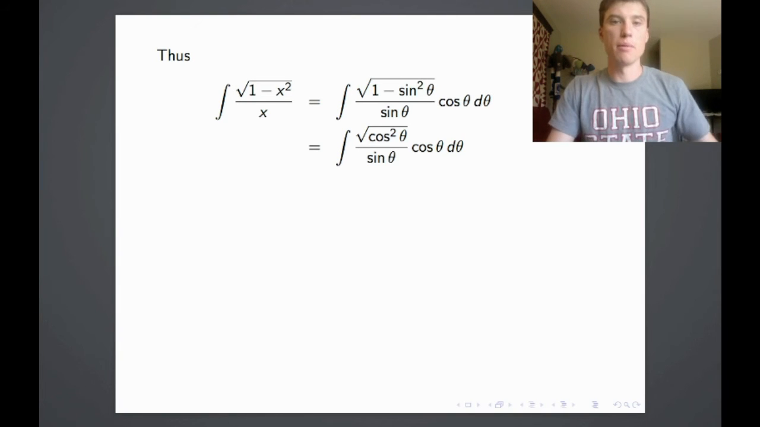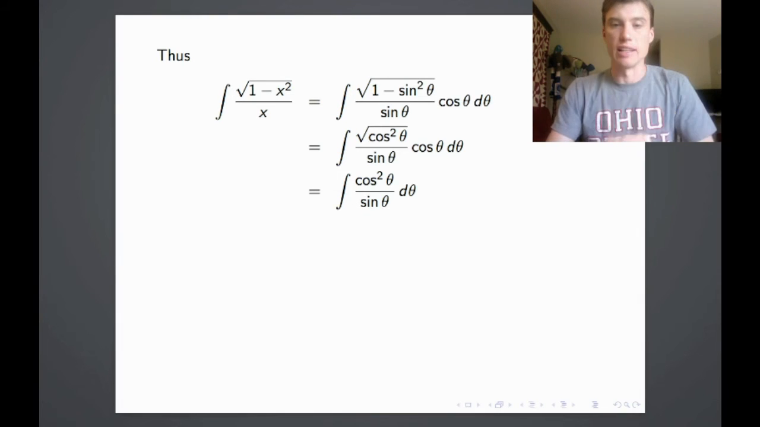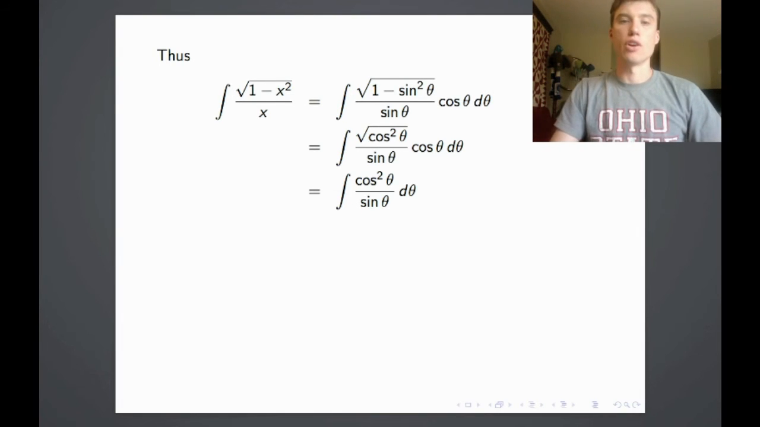Returning to the problem at hand, we can resolve the square root of cosine squared theta, and we get the integral of cosine squared theta divided by sine theta d theta.